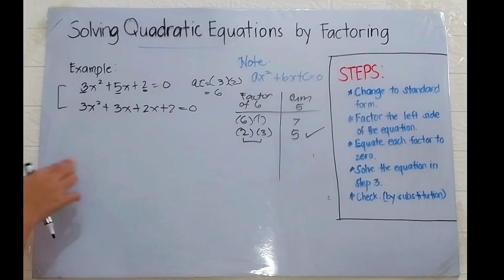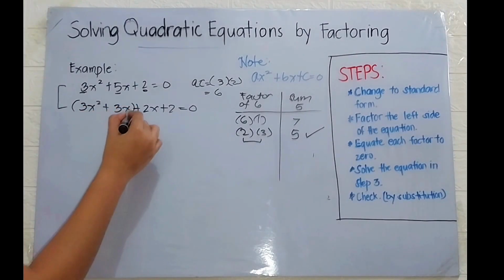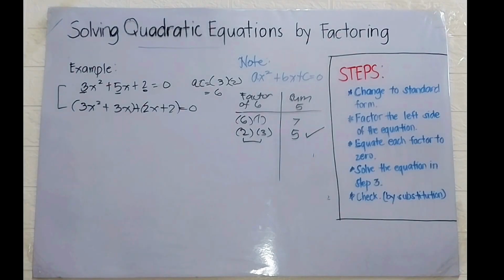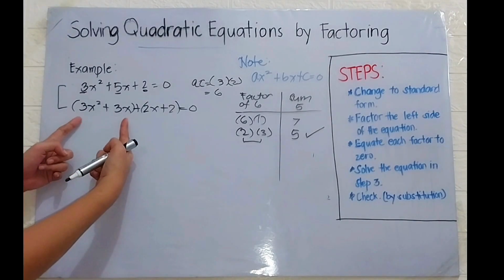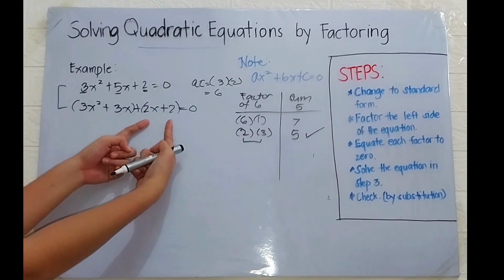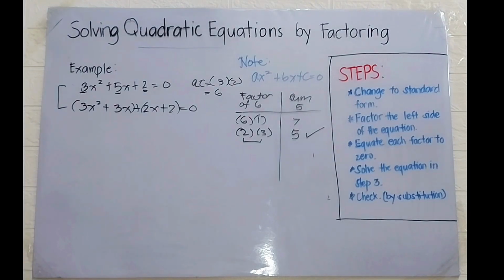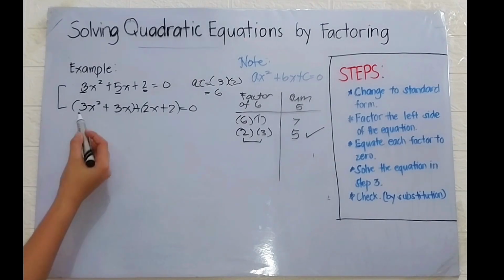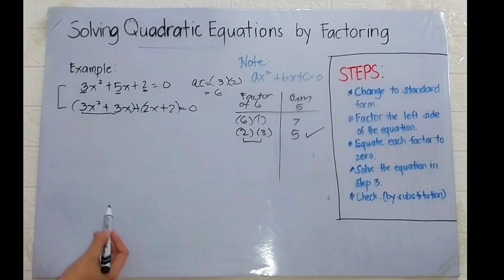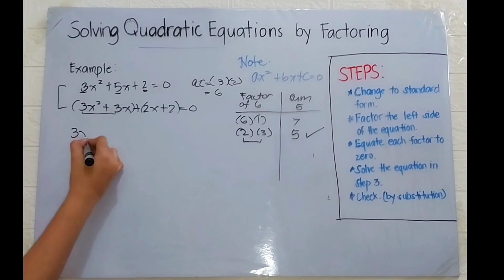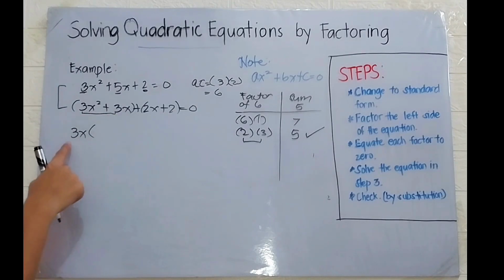Okay? So, next one, kaya siya tinawag na grouping, you're going to group them with two parts. So as you can see, the first group is 3x squared plus 3x, and then the second group is 2x plus 2. Now, factor this one. Ano yung GCMF ng 3x squared plus 3x? As you can see, the GCMF, the common term is 3. And then, in terms of variable, it is x. Okay? So, the GCMF of 3x squared plus 3x is 3x.